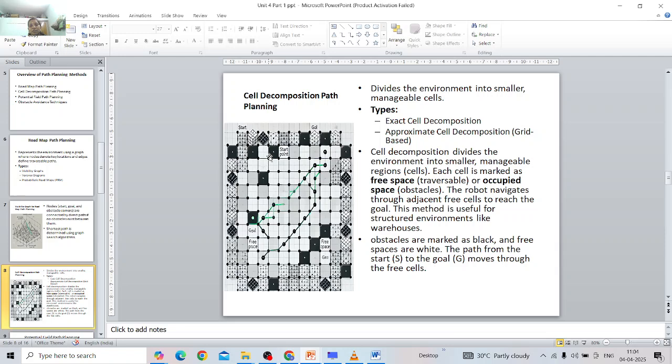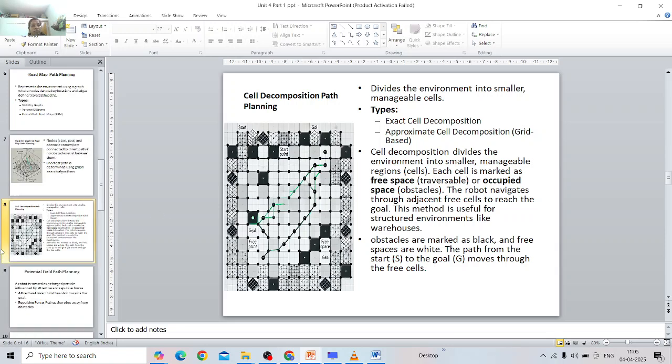Each cell is marked as free space. See here, free space. Then occupied space are called obstacles. Then you have blocked, that is obstacles are represented in black color. Here the robot navigates through adjacent free cells to reach the goal, and this method is mainly useful in structured environments like warehouses. If you see in this diagram, obstacles are marked as black and free spaces are represented as white, and the path will be from start node to goal node, and it moves through the free cells.